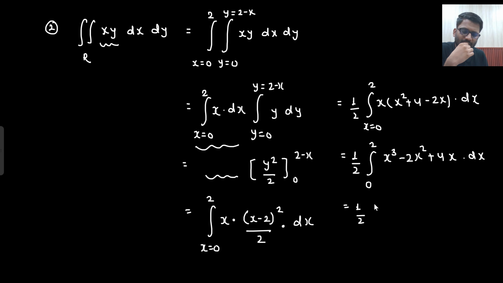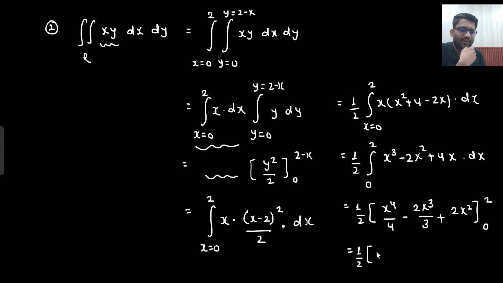So 1 by 2. x to the power 4 divided by 4 minus 4x to the power 3 divided by 3 plus 2x square, 0 to 2. So 1 by 2 here, 4 minus 16 by 3, just I am putting the limit, nothing else, plus 8. So 12 minus 16 by 3, into 1 by 2.